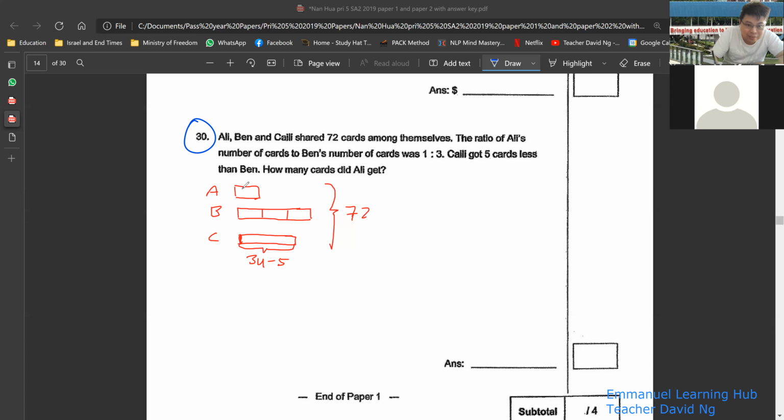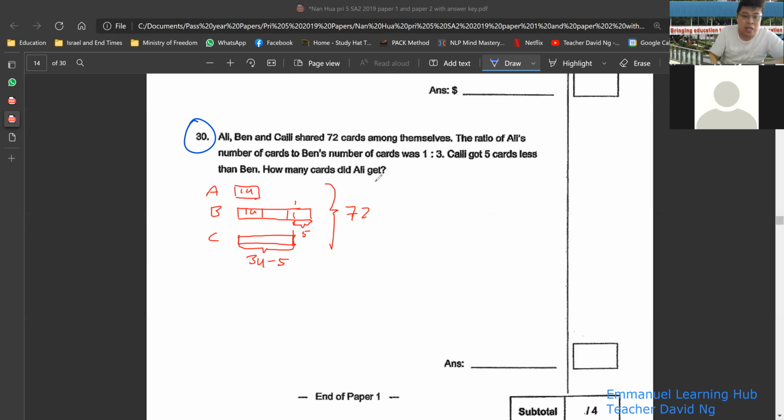Yes. Actually, your 3 units minus 5 might be here, or it might be here. The thing is that you do not know how long it is, because you do not know how many units 5 cards is, the length of the unit. Since you don't know, just keep it ambiguous. It's okay. 3 units minus 5 means here is 5. This is what you're trying to illustrate.